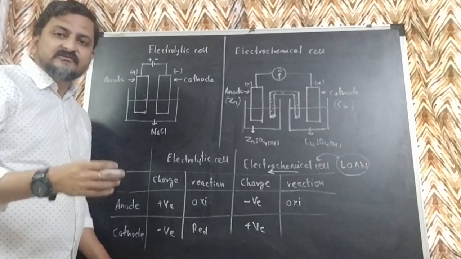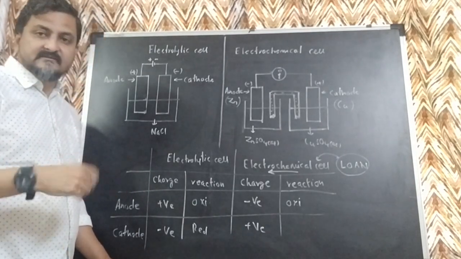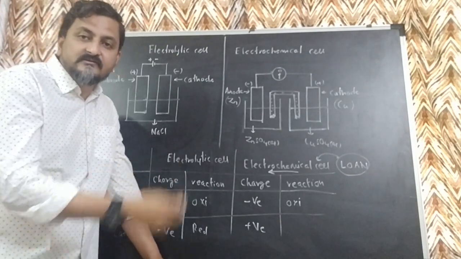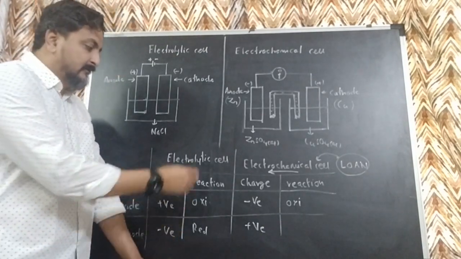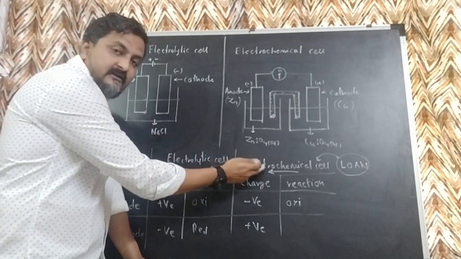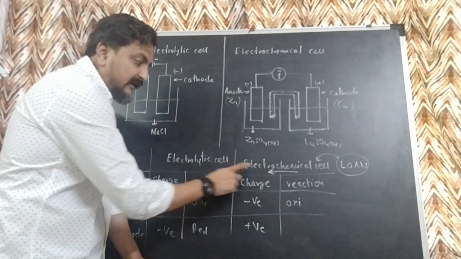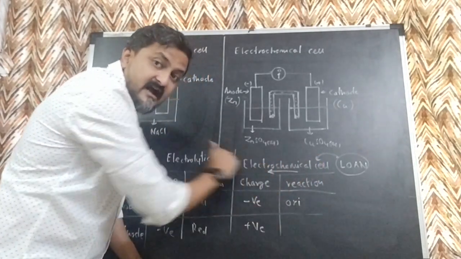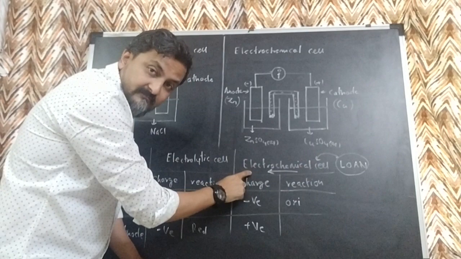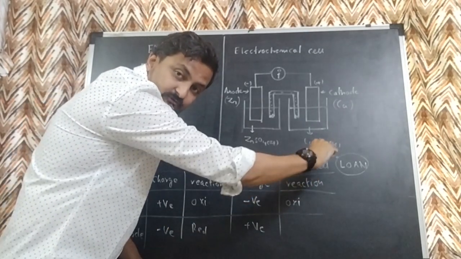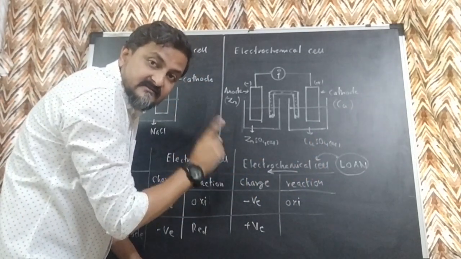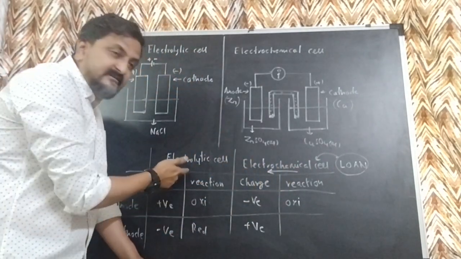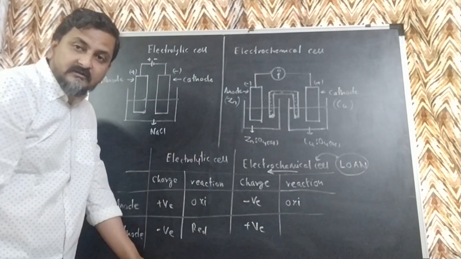Now let us just learn a few tricks as to how to remember a few important points related to these two cells. Again, electrolytic cell and electrochemical cell. First thing first, the electrochemical cell's work is the opposite of its name. Meaning this cell converts chemical energy into electrical energy. So obviously this cell converts electrical energy into chemical energy.